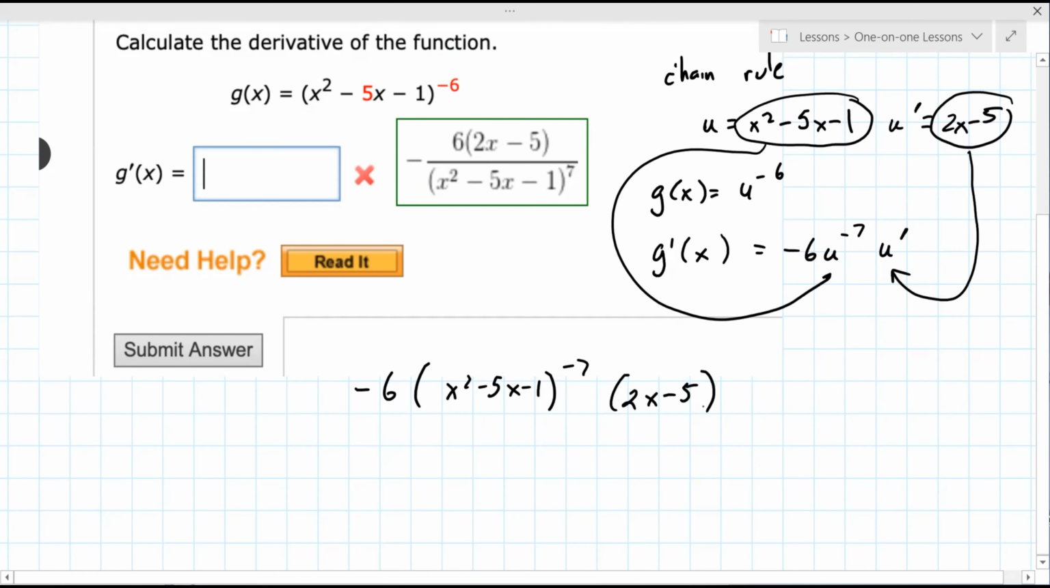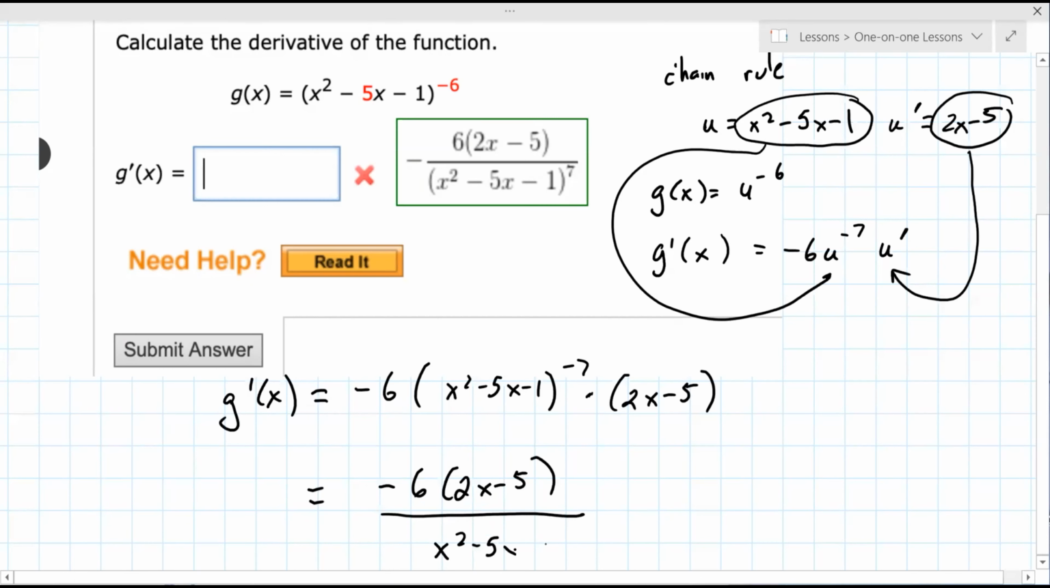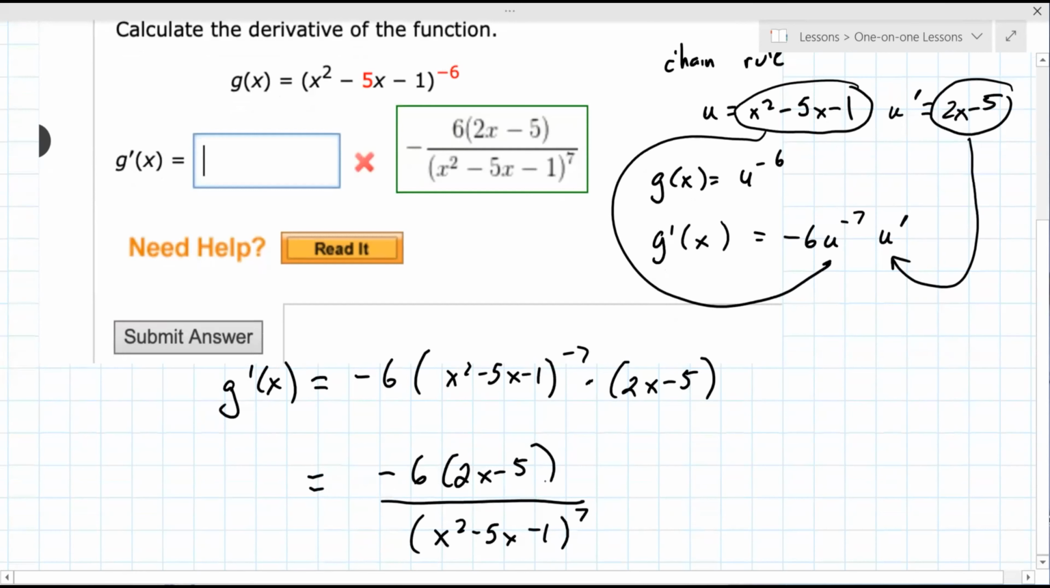And now it's a question of like, well, how do we present the answer? This should be accepted, but because it's a negative exponent, that's why it goes to the bottom. So if you're simplifying, you keep negative 6 and the 2x minus 5 up top, and then the x squared minus 5x minus 1 to the power of 7 on bottom. I wouldn't necessarily recommend doing this because you could easily just make the wrong sign on the exponent and it's all wrong. So but this should be correct here. This should be acceptable. Okay.